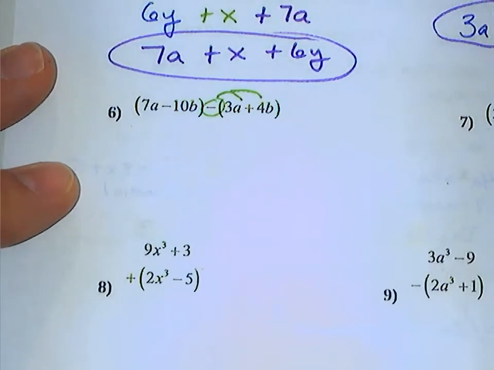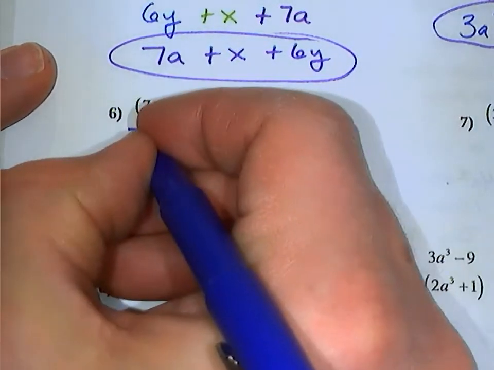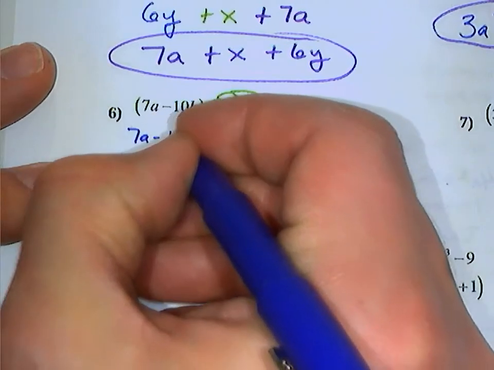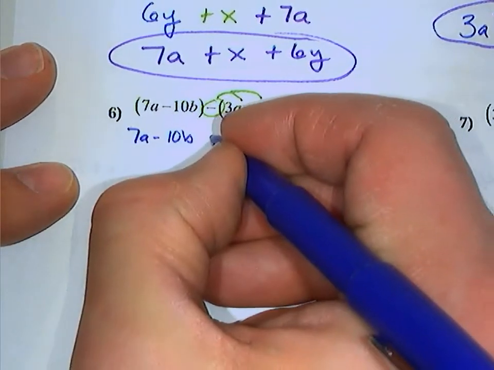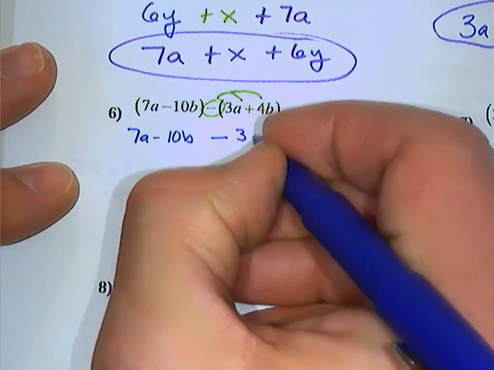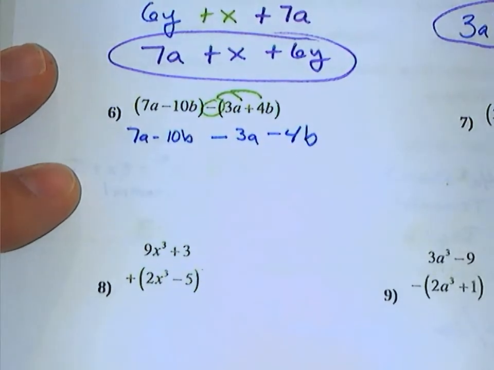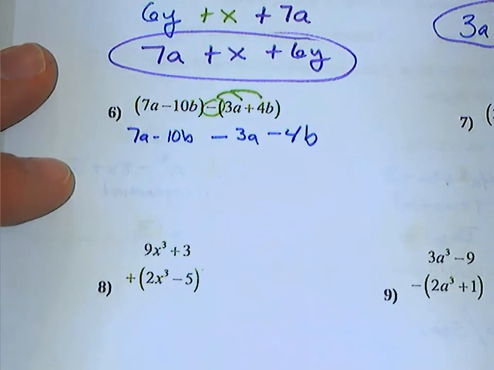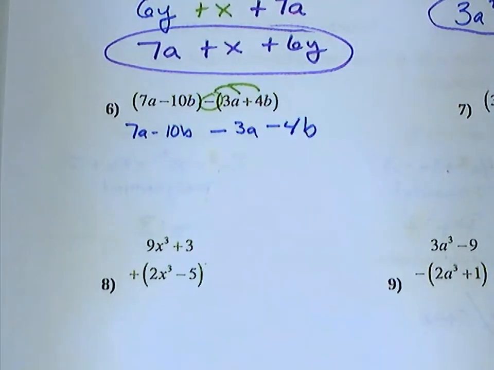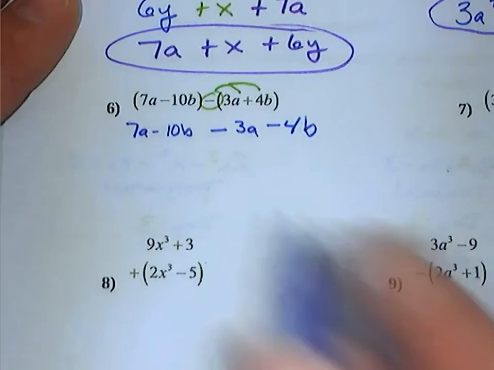Okay, so I'm going to rewrite this. I've got 7a minus 10b, but then I'm subtracting 3a, and I'm subtracting 4b, like that. So I'm subtracting both of those terms. If I subtract a positive, it's now negative. If I subtract a negative, that's now positive. Okay, you guys see what I did here?